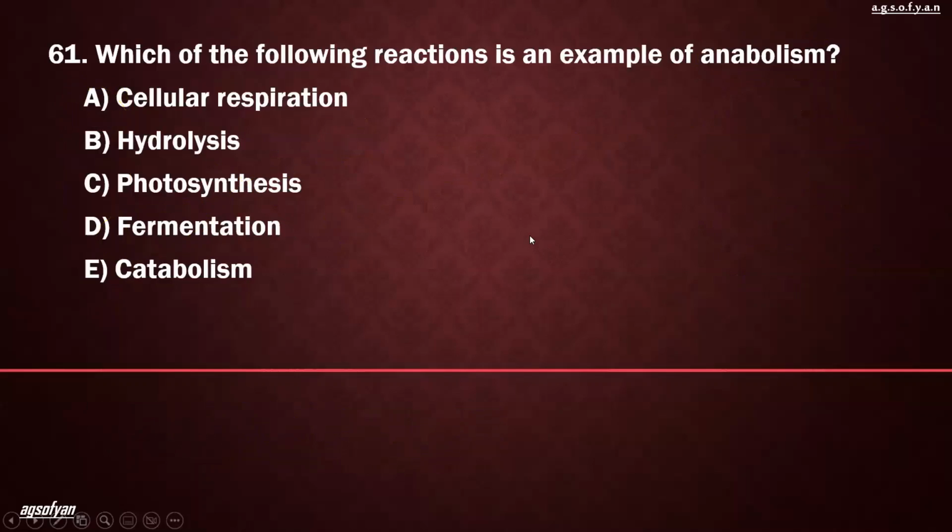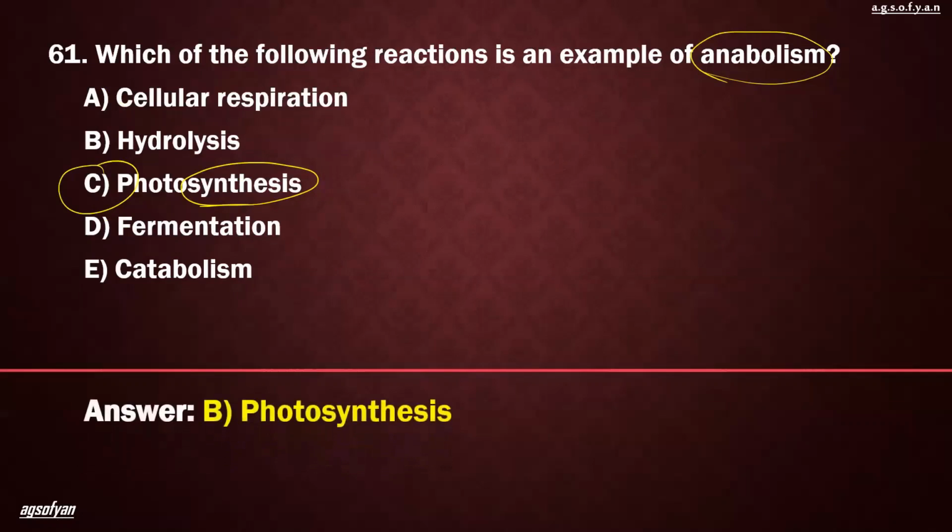Which of the following reactions is an example of anabolism? Remember, anabolism is synthesis, making bigger molecules. Which one do you think? If it's photosynthesis? Yes, if you see the synthesis over there, that's actually the answer. So what does photosynthesis do? Making glucose, which is a big molecule, from water and carbon dioxide, which are smaller molecules. Right? That's anabolism.